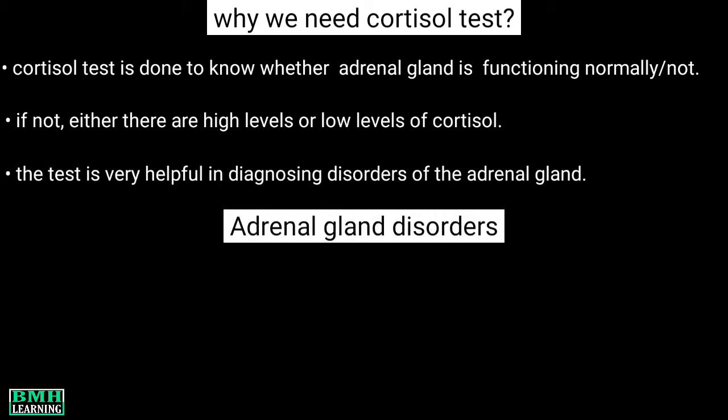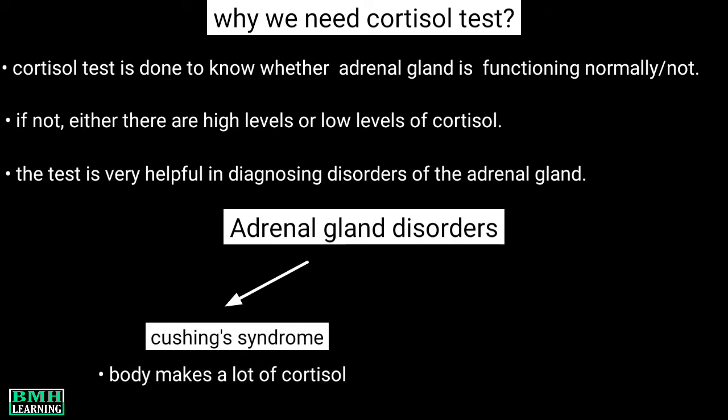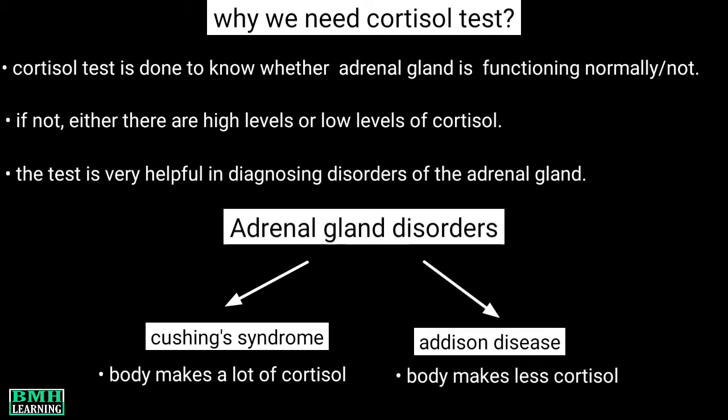So there are mainly two disorders. First is Cushing Syndrome, a condition where your body makes a lot of cortisol. And the second one is Addison disease. This is opposite to the former. So your body makes very less cortisol.